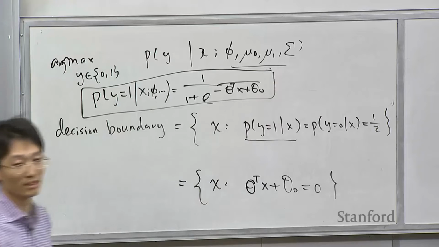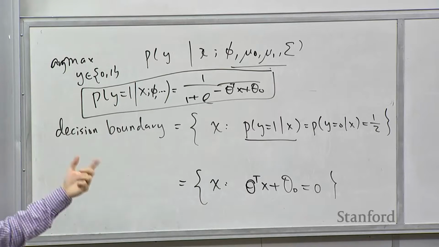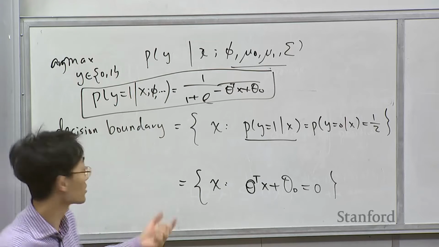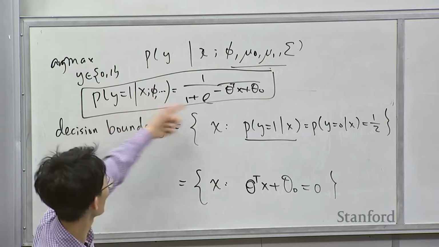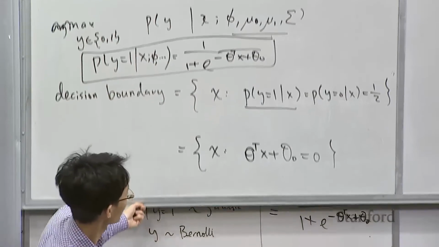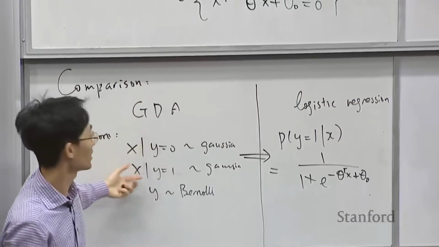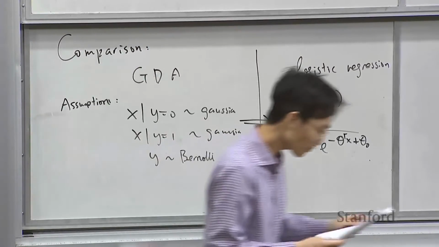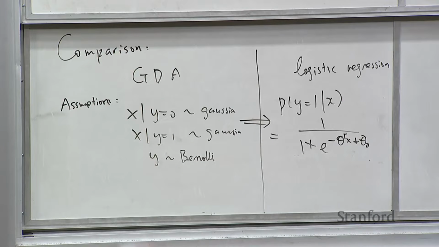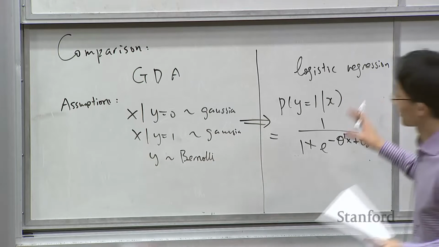This is a conclusion that we got from the probabilistic modeling, from our mathematical derivation. We conclude that Y given X should have this form. And in logistic regression, you just directly assume it. So in GDA, that's a conclusion in some sense, right? And I guess we have stressed this many times.